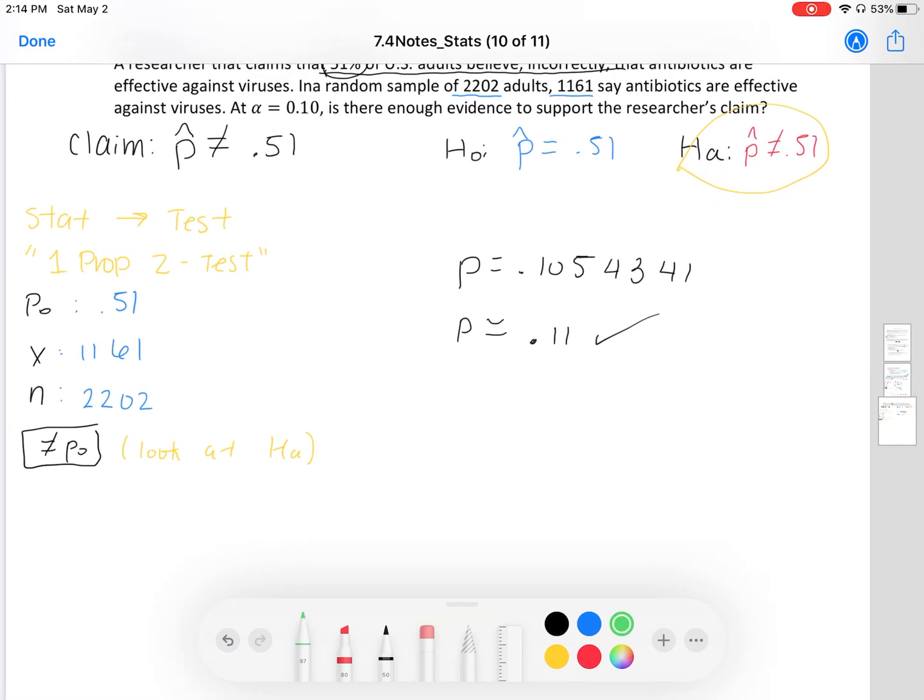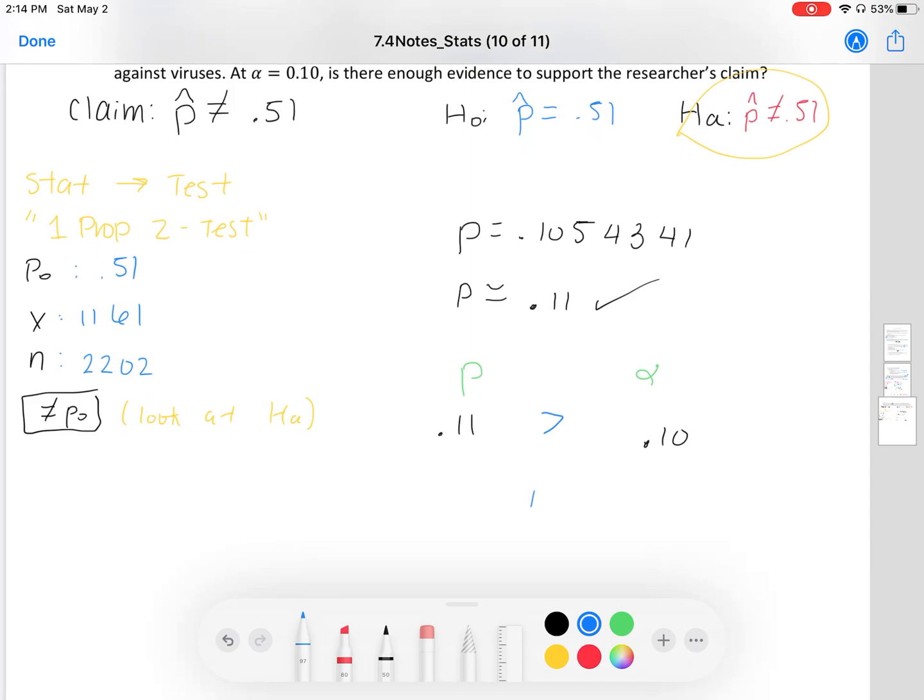Now you want to compare your p and your alpha. Our p is 0.11 and our alpha is 0.10. What inequality makes the statement true, or greater than? Because it's greater than, we fail to reject your null hypothesis. And lastly, you want to go ahead and write a sentence about how you fail to reject your claim using the words of your question.